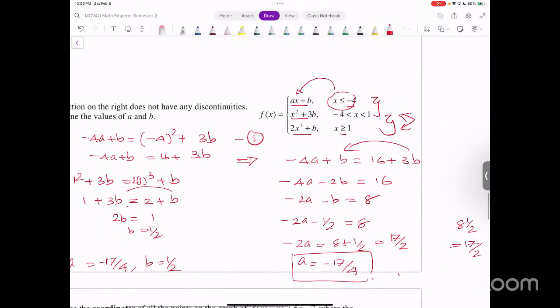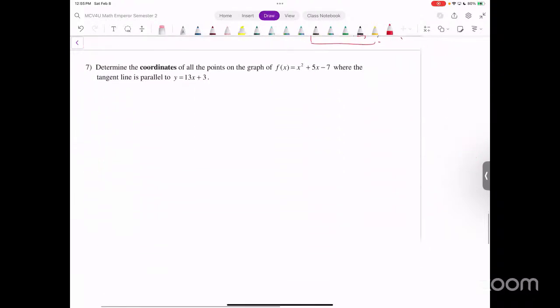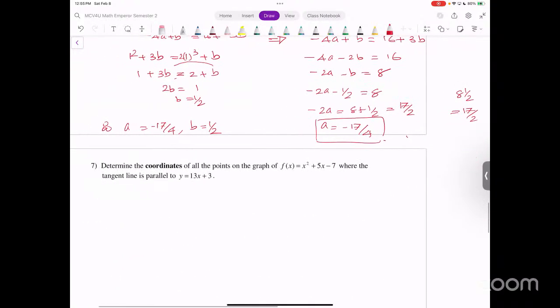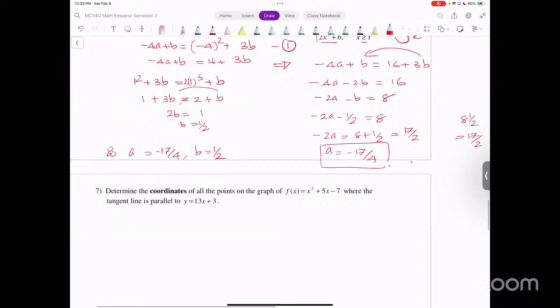Okay, can you guys go back to the next question? Determine the coordinates of all the points where the tangent line is parallel to that.